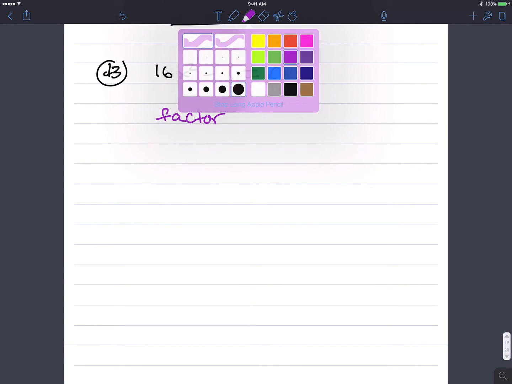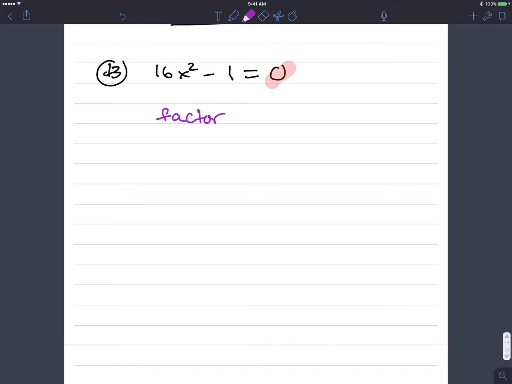What do you guys know about 16x squared? Is that a perfect square? Yes, perfect square. What about the number 1? Is that a perfect square? Sure is. And again, I have a difference.